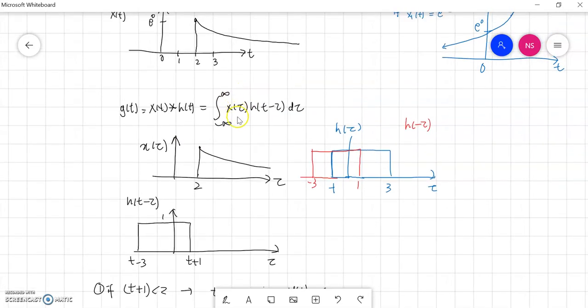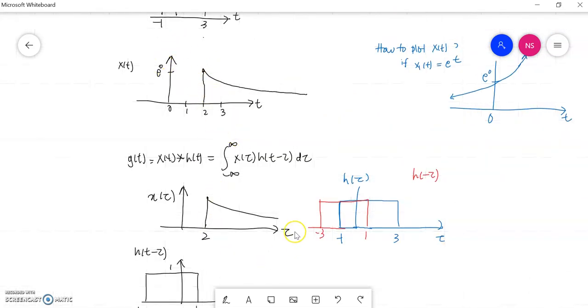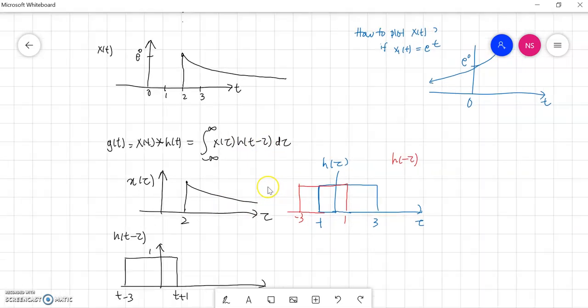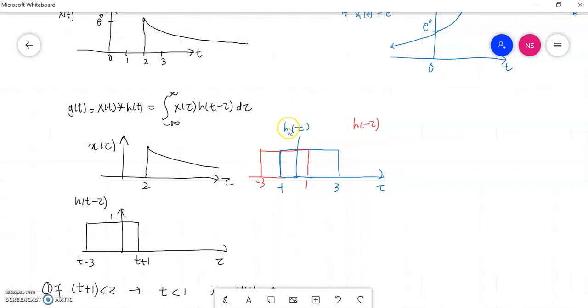So what is x(tau)? x(tau) is simply your x(t), with the index of your x-axis to be tau instead of t. So you have the same shape, right? What about h(t minus tau)? So again, what is h(t)?